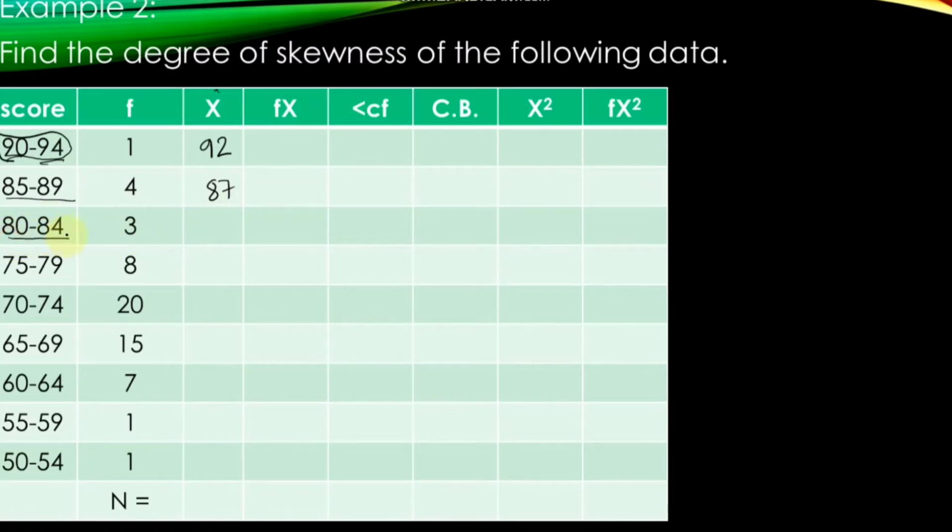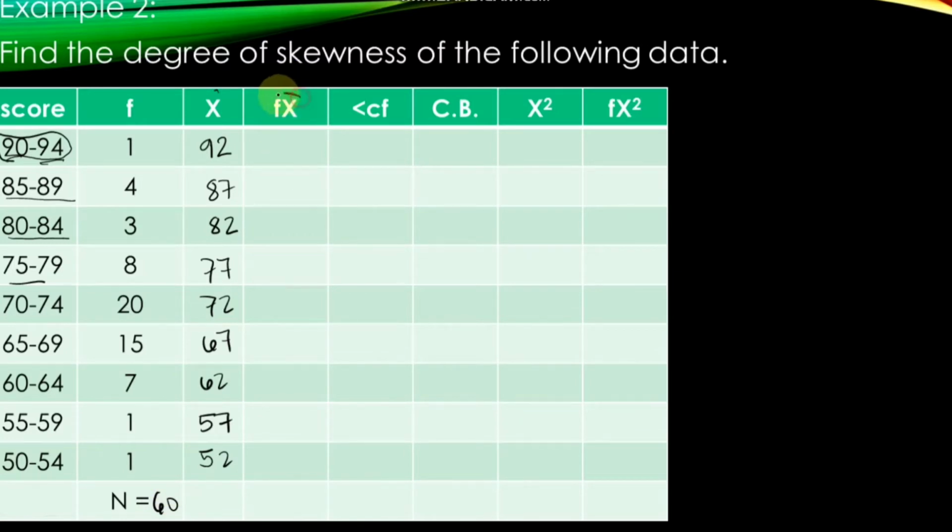In this one, 80 to 84, that is 82. This one, 75 to 79, that is 77. In this one, 72. This one is 67. This one is 62. This one is 57. And last is 52. Then we will find the total frequency: 1 plus 4 plus 3 plus 8 plus 12 plus 15 plus 7 plus 1 plus 1. The result is a total frequency, or N, of 60.